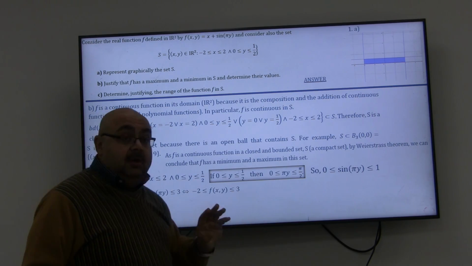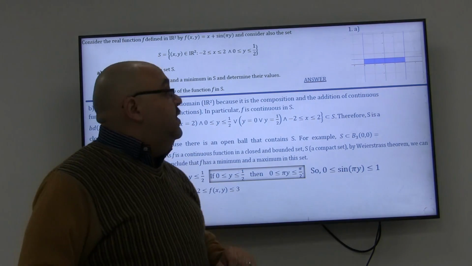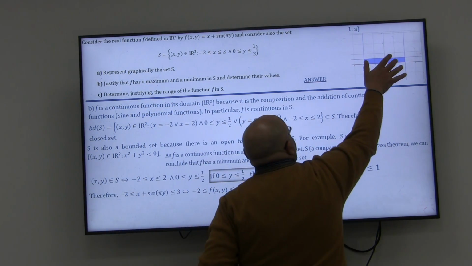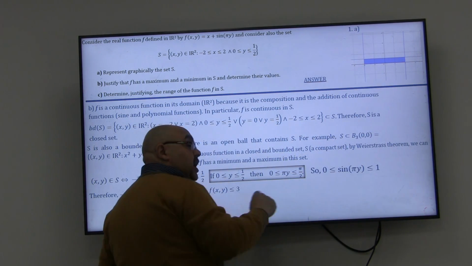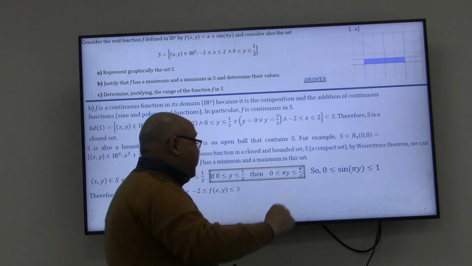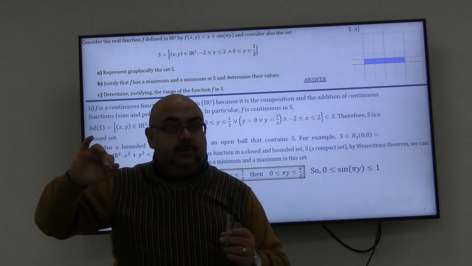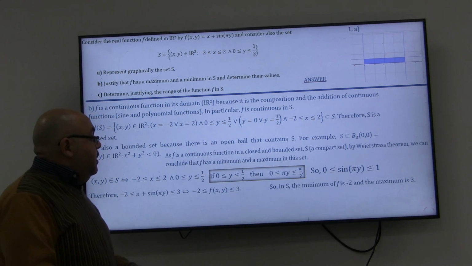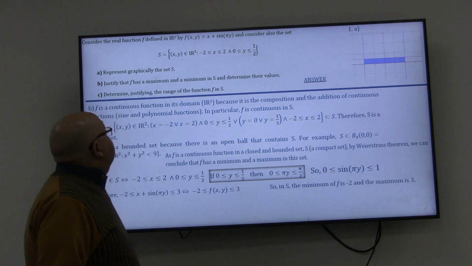So already, what Weierstrass theory tells us is that the value of this function, through this region, will have two peaks. One of them is going to equal 3 according to the range, and the other one, the minimum, will be equal to negative 2. And it will be running between both of them. The minimum will happen at negative 2 and the maximum will happen at positive 3.